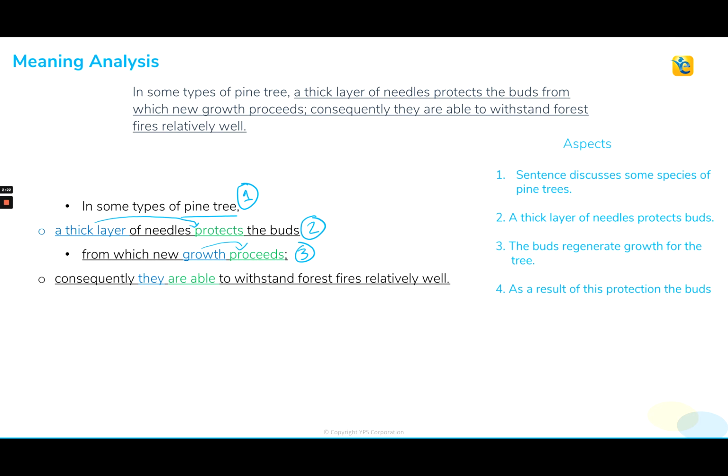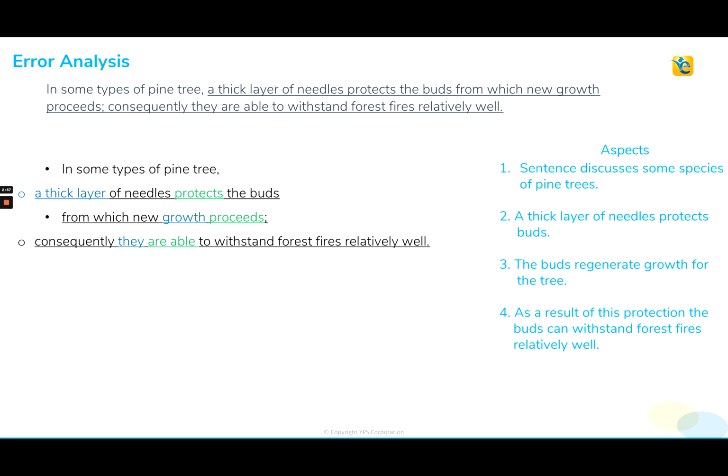And that fourth piece is that as a result of this protection of the buds, this can withstand the forest fires relatively well. Okay, so all of this is making sense. We have this type of pine tree. Some types, not all types, but in some types, this thick layer of needles protects the buds from which new growth proceeds. Consequently, they are able to withstand forest fires relatively well. Meaning seems pretty straightforward. So let's move into that second step of analysis, which is the error analysis.